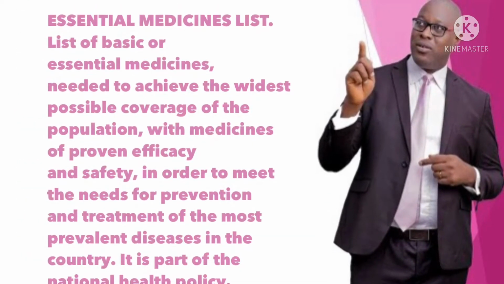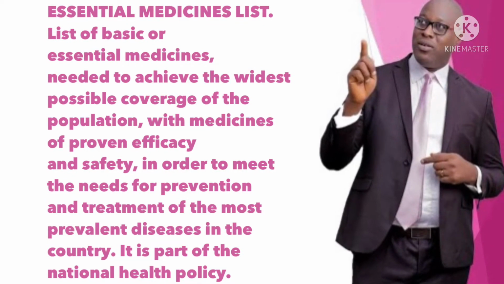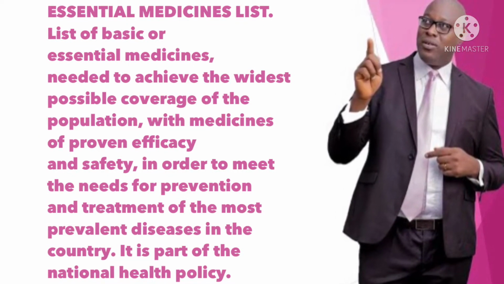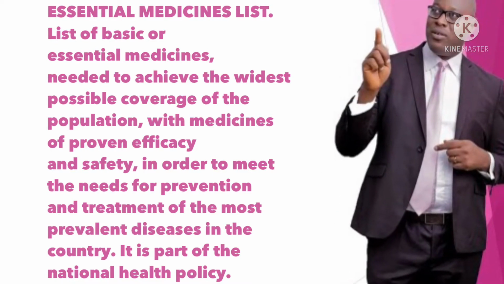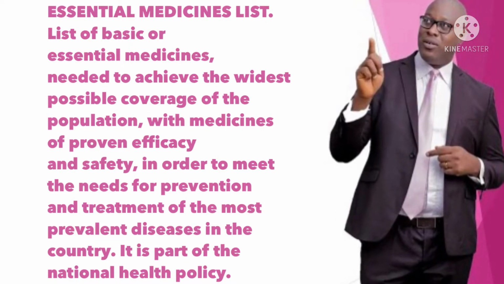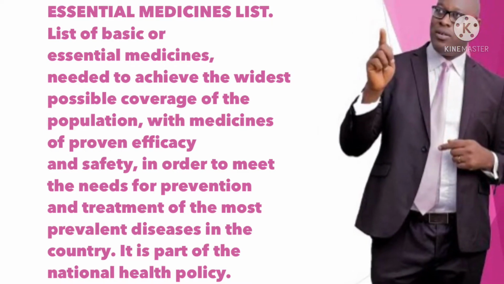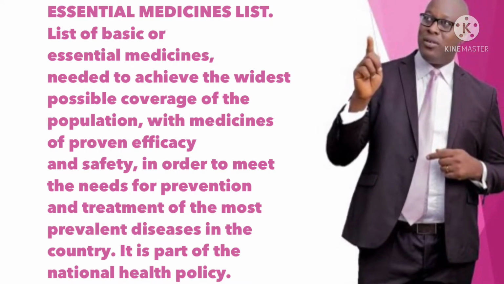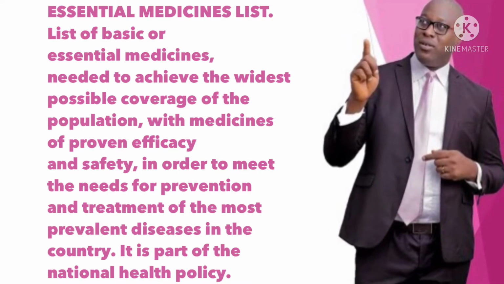One major component of primary health care, as I mentioned in part 1 of this lecture, is the Essential Medicines List. As the name implies, this is a list of basic or essential medicines, needed to achieve the widest possible coverage of the population, with medicines of proven efficacy and safety, in order to meet the needs for prevention and treatment of the most prevalent diseases in the country. It is part of the national health policy.